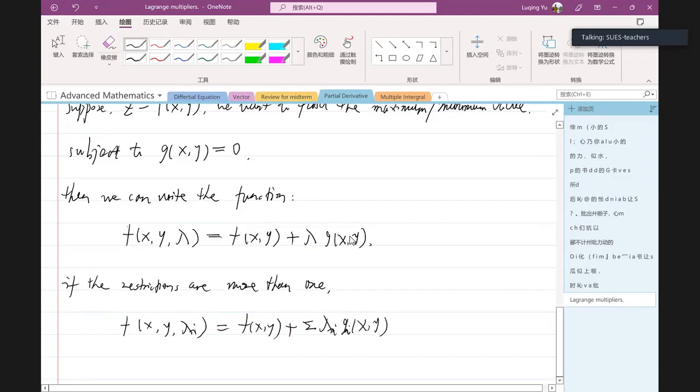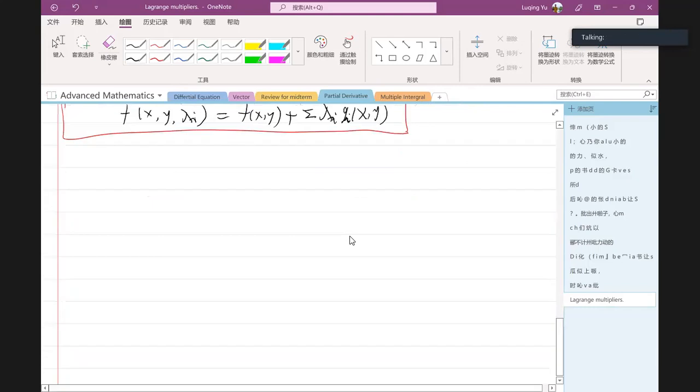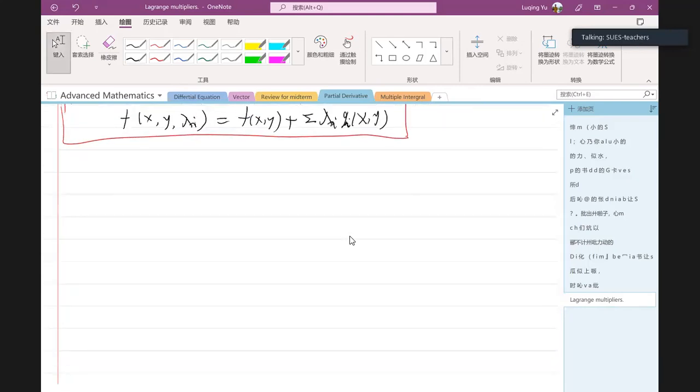So this part is not important. This part is an extension, so you don't need to think about it. But you have to understand what kind of Lagrange multiplier you have. If I only have one restriction, what can I do? The thing is, under what kind of condition can I definitely use the Lagrange multipliers?